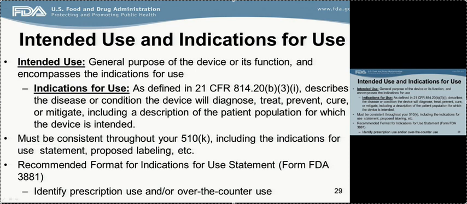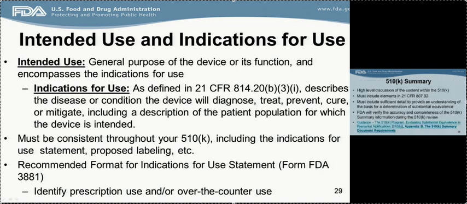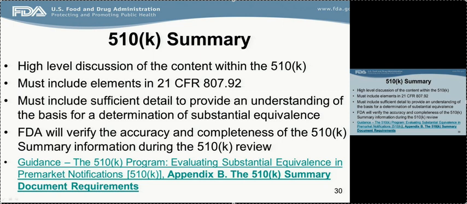The indications for use actually goes into more detail and describes the disease or condition the device will diagnose, treat, prevent, cure, or mitigate, including a description of the patient population for which the device is intended. You want to make sure that your intended use and indications for use are consistent throughout your 510(k). Make sure that they're both the same in your indications for use statement, your proposed labeling, your instructions for use, etc. There is a recommended format for your indications for use statement. Please refer to Form FDA 3881. And when you submit that form, make sure that you identify whether or not your product is considered prescription use or over-the-counter.